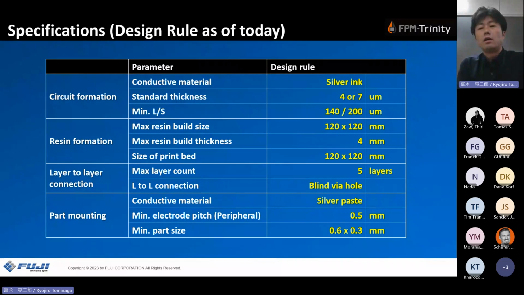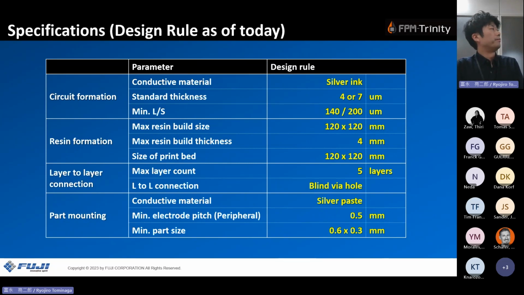Okay, this is the current specification, design rule as of today. So circuit formation: our standard silver thickness is 4 or 7 micrometer, and the minimum line and space is 140 to 100. For the resin formation, maximum resin burst size is 120, and thickness is 4 millimeter. And interlayer connection: maximum layer count is 5, and the layer to layer interconnection will be formed by the blind via hole.